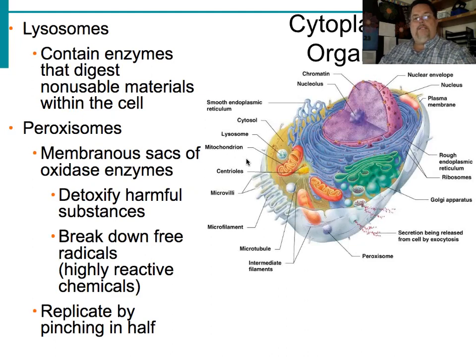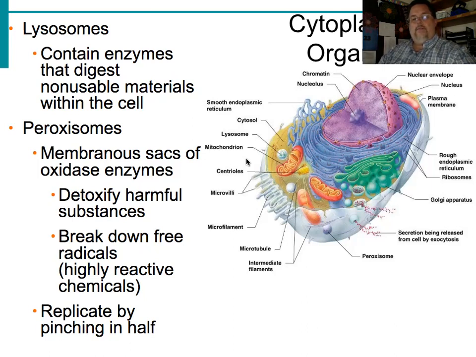Peroxisomes are membranous sacs that are used to detoxify harmful substances and break down harmful chemicals or free radicals. Remember, free radicals are basically a chemical that can run around grabbing electrons and really causing havoc on cell membranes or biological proteins and stuff like that. So they're very harmful, free radicals. So we try to break down free radicals by making them less harmful. And so that's what peroxisomes' jobs are to do.